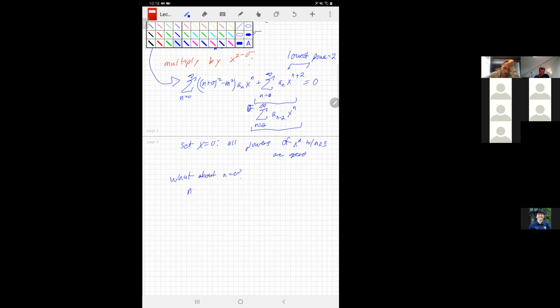So we're going to have n plus sigma squared minus m squared a0 x to the 0 equals 0. And well, let's see, n is 0. So that's going to be sigma squared minus m squared a naught equals 0. So sigma is plus or minus m.